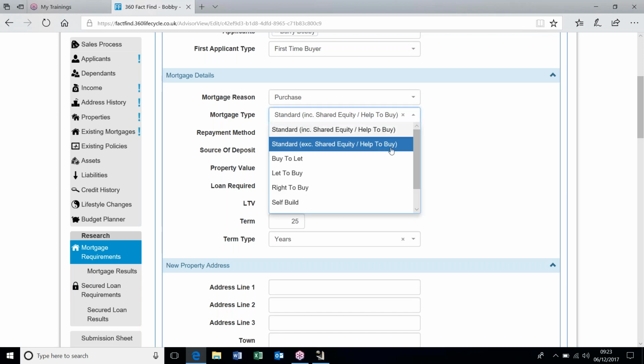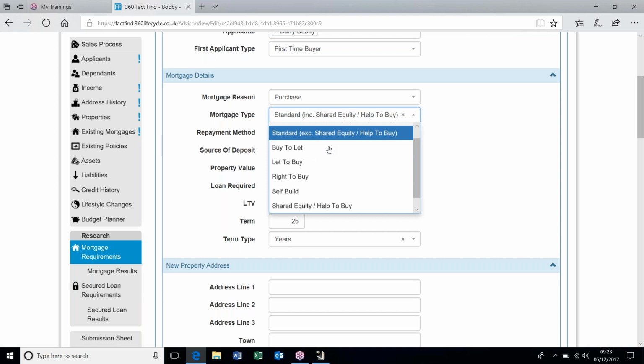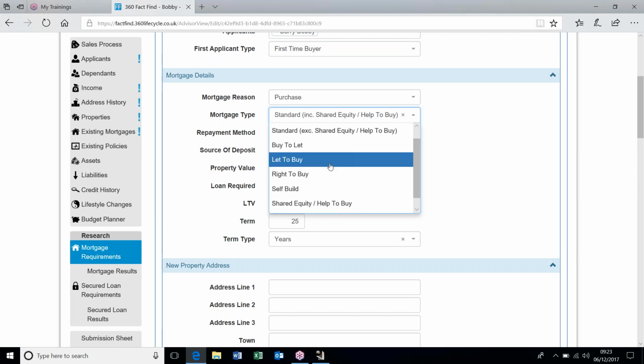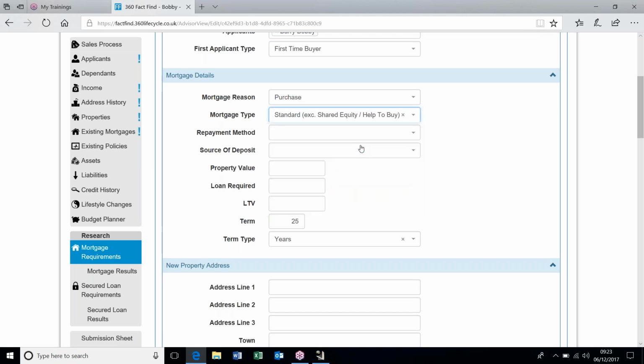You can also exclude those deals, or you can be a bit more specific with the ones you want to search for. So for example, buy-to-let, if it was a buy-to-let customer. I'm going to go for standard. I'm going to exclude the Help to Buy products just to make it a little bit easier to look at the research in the moment.